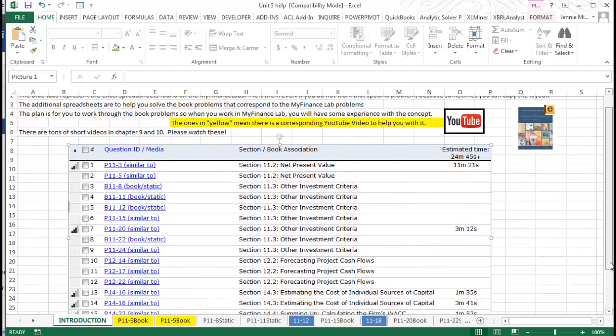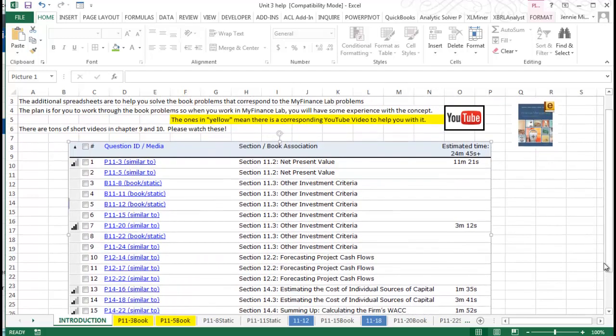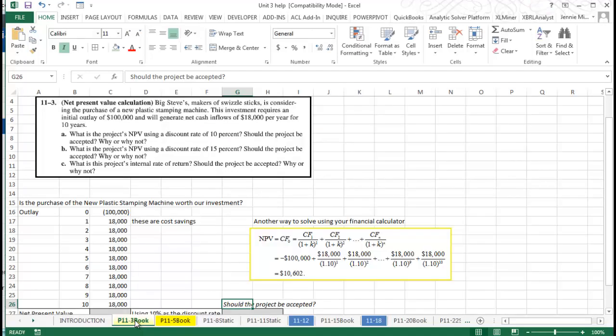Essentially, what we're doing is working on textbook problems from your textbook, and these will be similar to the problems that you see in my finance lab. The hope is that by reviewing the concepts in the textbook, when you see this on my finance lab, you'll already have some experience solving the problem. So let's get started with 11-3.